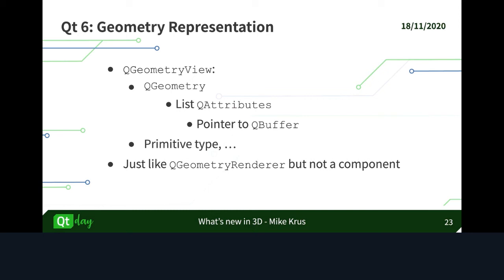But normally they couldn't access the QGeometryRenderer because that's a render aspect class. So we're introducing QGeometryView, which is exactly the same thing as QGeometryRenderer in terms of specifying what a mesh is. But one, it's in the core aspect, and two, it's not a component that you attach directly to an entity. It's basically an object that you can assign as a property of another component. QGeometryView is a new class, and it uses the existing geometry, attribute and buffer classes to completely define a mesh.